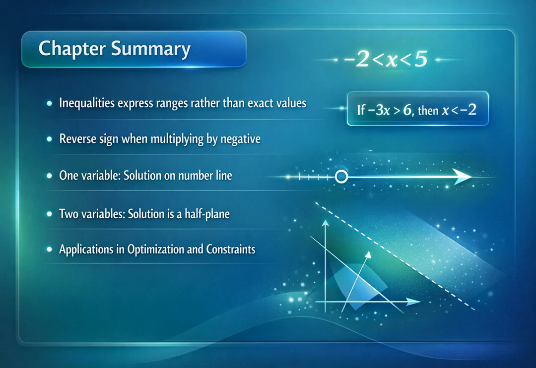In this chapter, we learned that inequalities express ranges rather than exact values. The key rule is to reverse the inequality sign when multiplying by a negative number. For one variable, solutions are shown on a number line. For two variables, solutions are half-planes in the coordinate plane. Inequalities have important applications in optimization and constraint problems. Thank you for joining Chapter 5 on linear inequalities.